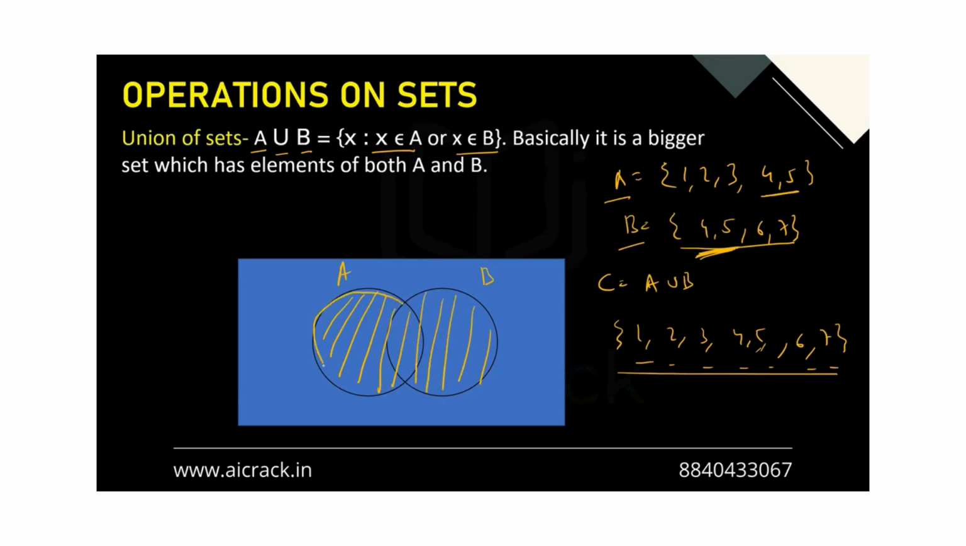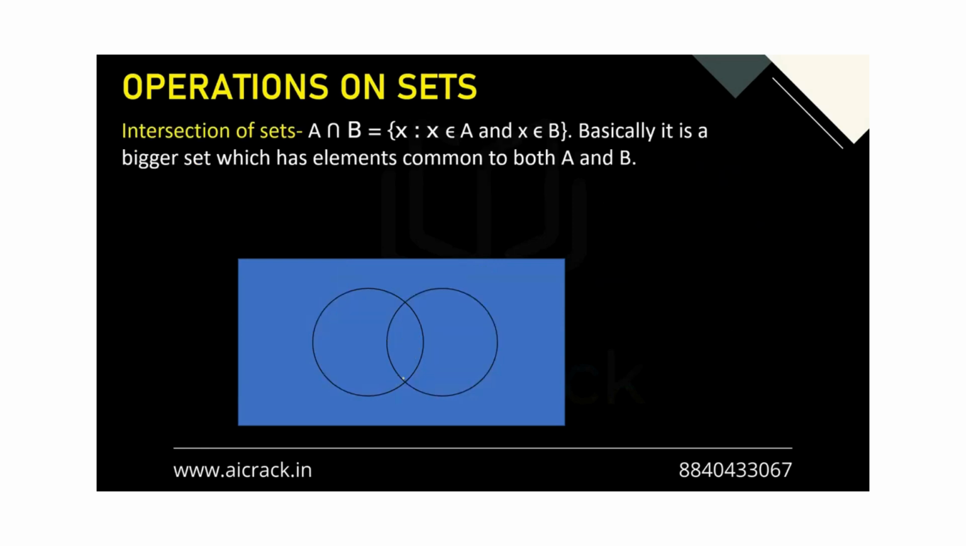This entire marked region is A union B, right? Now let's move on to the second one, that is intersection of sets. And that is defined by the inverted cup, you can also say inverted capital U. It means X belongs to A and X belongs to B.